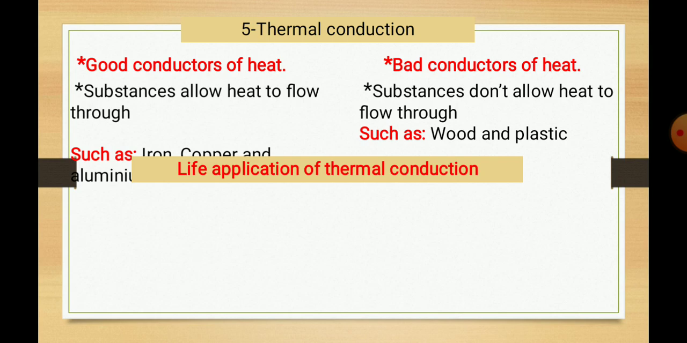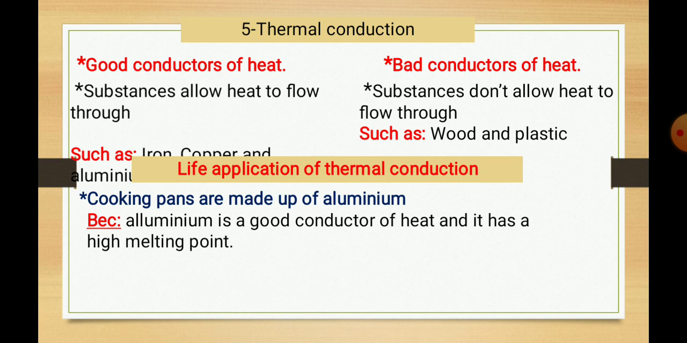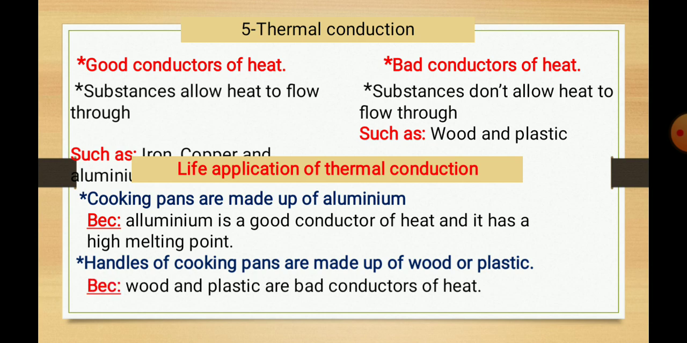And now we're going to talk about the life application of thermal conduction. First, cooking pans are made up of aluminum. Give reason: because aluminum is a good conductor of heat and it has a high melting point. What about the handles? Handles of cooking pans are made up of wood or plastic. Give reason: because wood and plastic are bad conductors of heat.